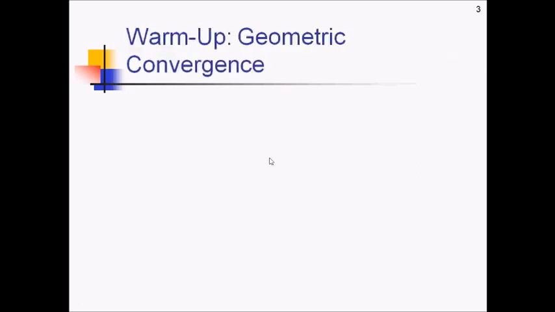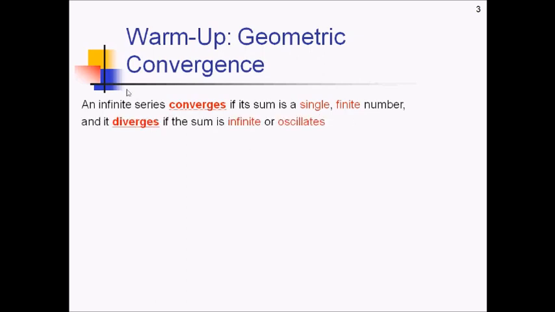Before we launch into our warm-up, let's just define a few terms here. We say an infinite series converges if its sum is a single finite number. Both of these pieces are important. We diverge if the sum is either infinite or if it's not a single number, if it oscillates between two or more numbers.